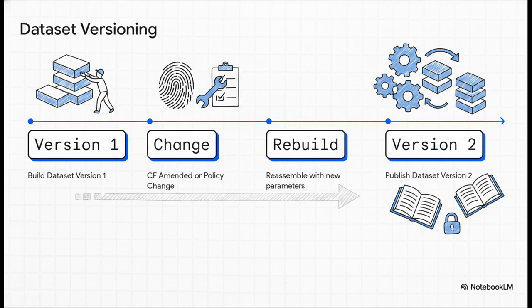So say you build dataset version 1. Then later on, a fingerprint is amended, or maybe you just change your filtering policy. Instead of silently editing version 1 and messing up everyone using it, the system triggers a complete reassembly based on the new parameters and publishes dataset version 2. No silent updates where data just shifts under your nose. It makes auditing incredibly simple because you are never chasing a moving target.